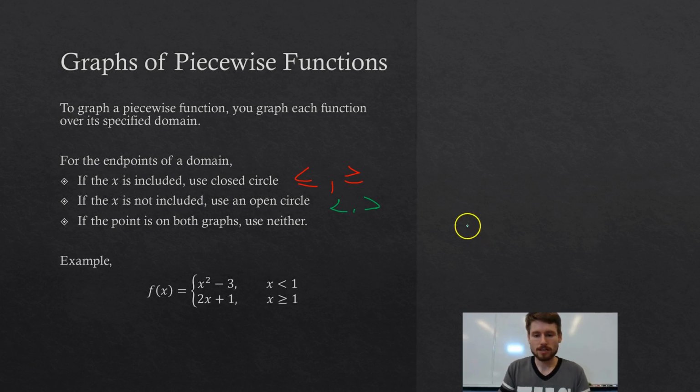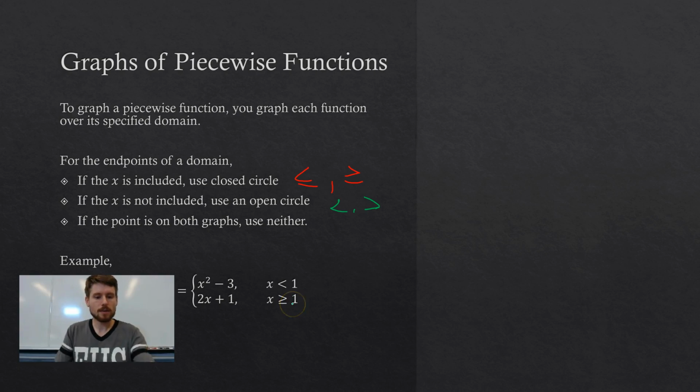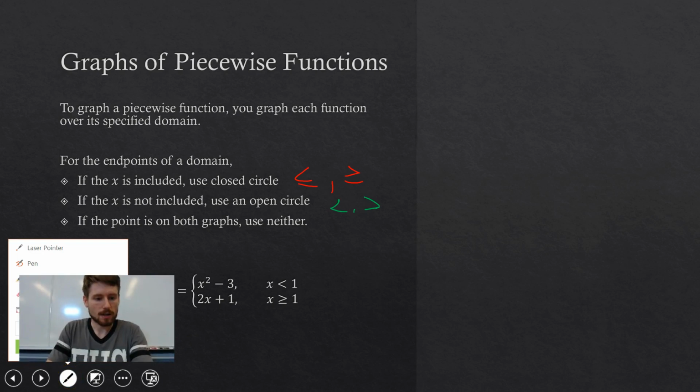So let's look at an example. This is the same graph we were looking at earlier. F of x is x squared minus 3 when x is less than 1, and it's 2x plus 1 when x is greater than or equal to 1. So we're going to graph the first function, which is a quadratic. Let's go ahead and sketch that one out.